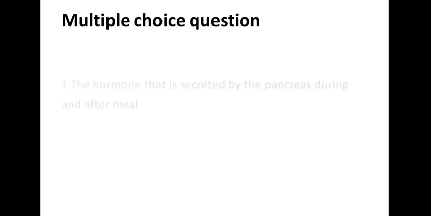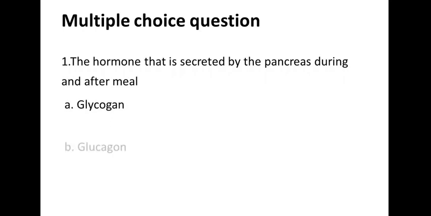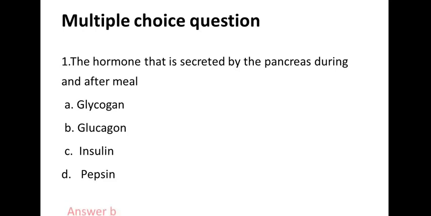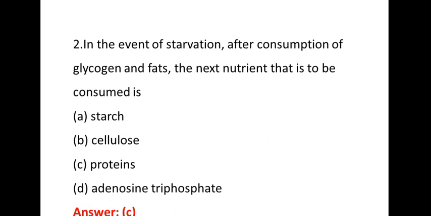These are some multiple choice questions. You can answer them. The hormone secreted by the pancreas during and after a meal is glucagon, insulin, or pepsin. The correct answer is B, insulin. The second question: in the event of starvation, after consumption of glycogen and fats, the next nutrient to be consumed is starch, cellulose, proteins, or adenosine triphosphate. The answer is C, proteins.